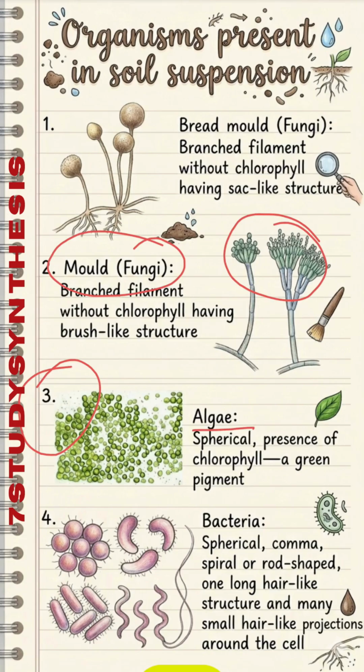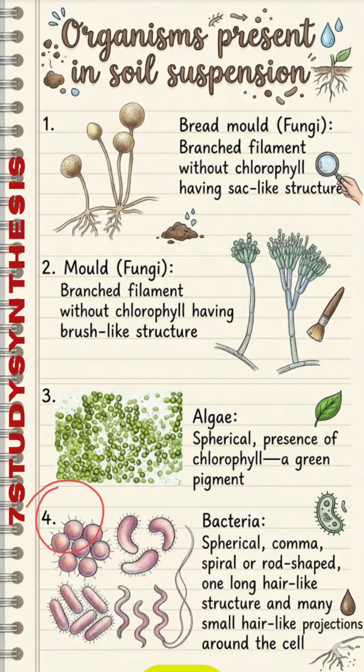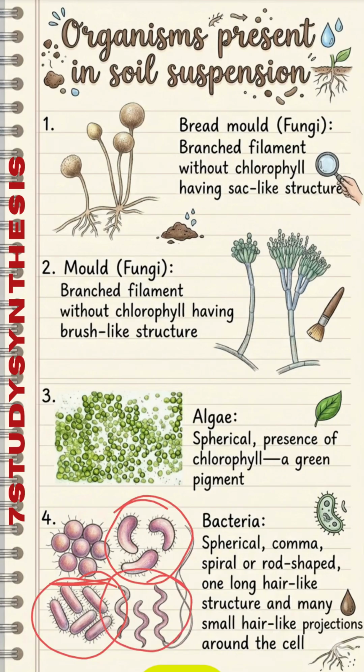Next in line are algae. Algae, we all know they have green color pigment, chlorophyll, and they are spherical. And the last but not least, bacteria. Bacteria is present everywhere and they have various shapes. You can see here that there are spherical, they are cocci, comma shaped are also there. They are called as vibrio, rod shaped, bacillus, and spiral, spirilla. They also have hair-like projection around them.